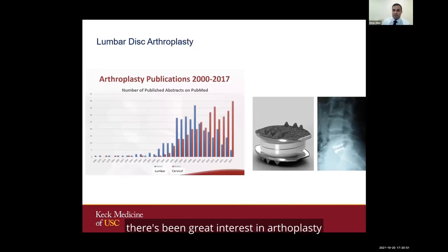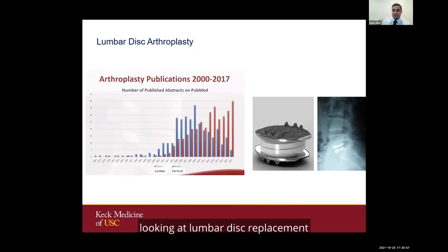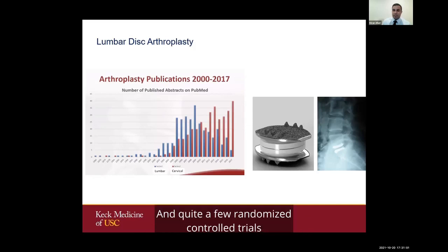And since 2000, there's been great interest in arthroplasty in the spine community, and there have been hundreds of publications on PubMed looking at lumbar disc replacement in patients with lumbar pathology, and quite a few randomized controlled trials have showed improved outcomes compared to fusion with up to 2-year follow-up and even longer follow-up.